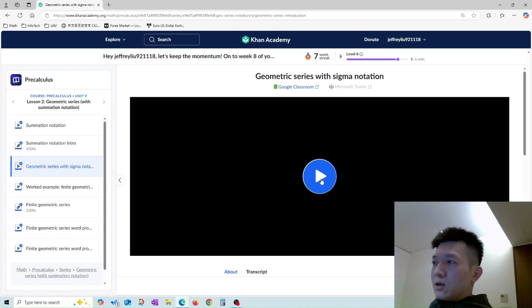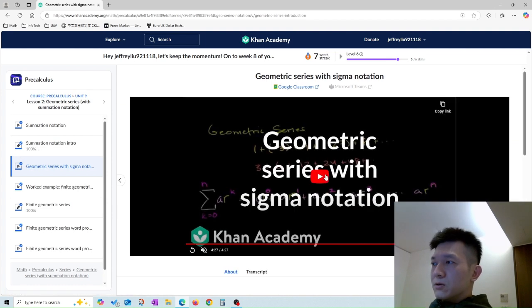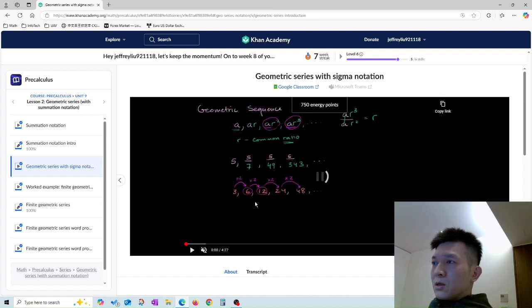So we're going to jump into the next video. Here you have a geometric sequence. So what does a geometric sequence do? They have an a1, the first term, and then you multiply by r for the next term. And for the next term you multiply by r again. The rate will be your common ratio.